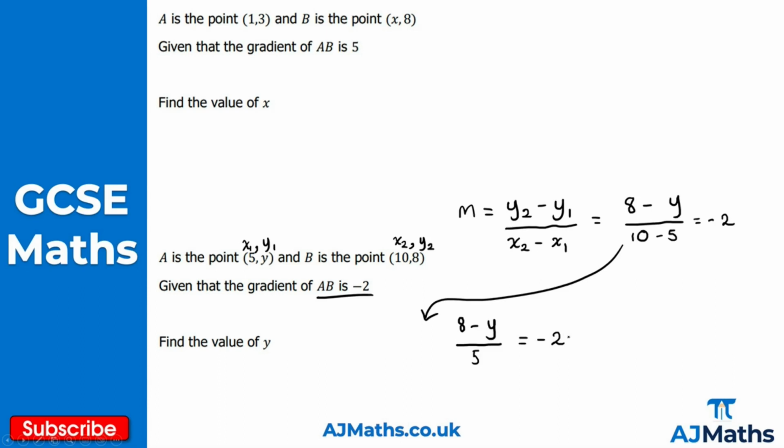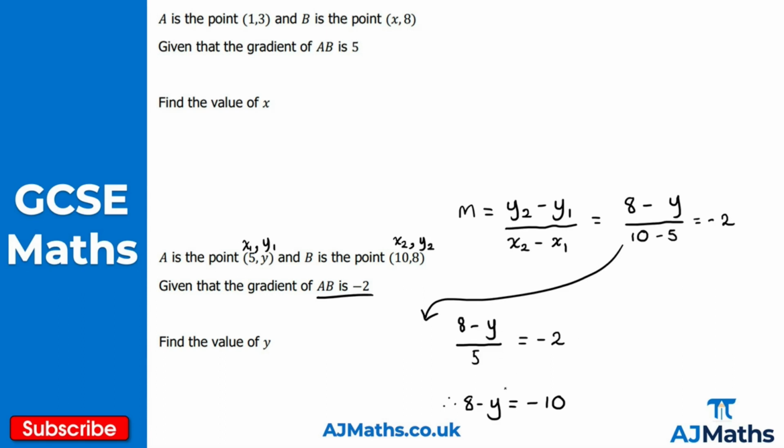So what I'm going to do now is get rid of this denominator here. So to do that, we're going to times both sides by 5. Well, if I do that here, what I'm going to get then is 8 minus y on the left-hand side is equal to 5 times -2, which would give me -10. Okay, so we get 8 minus y is equal to -10. And all I need to do now is to find the value of y, and to do that, we're going to solve here for y.